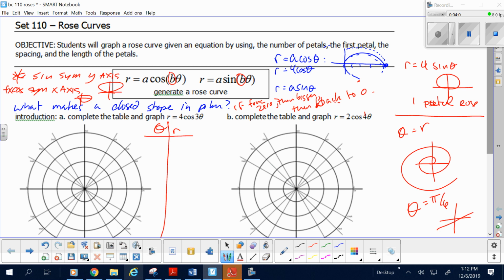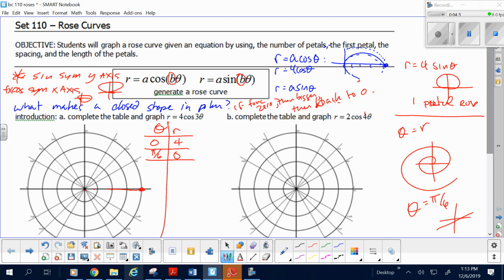At 0, what's cosine? 1, and therefore r is 4, yeah? So we're starting at the max distance from the origin. Let's go to pi over 6, which is interesting. What is 4 cosine of 3 pi over 6, or 4 cosine of pi over 2? 0. So just in this little time frame, cosine went from here to here.